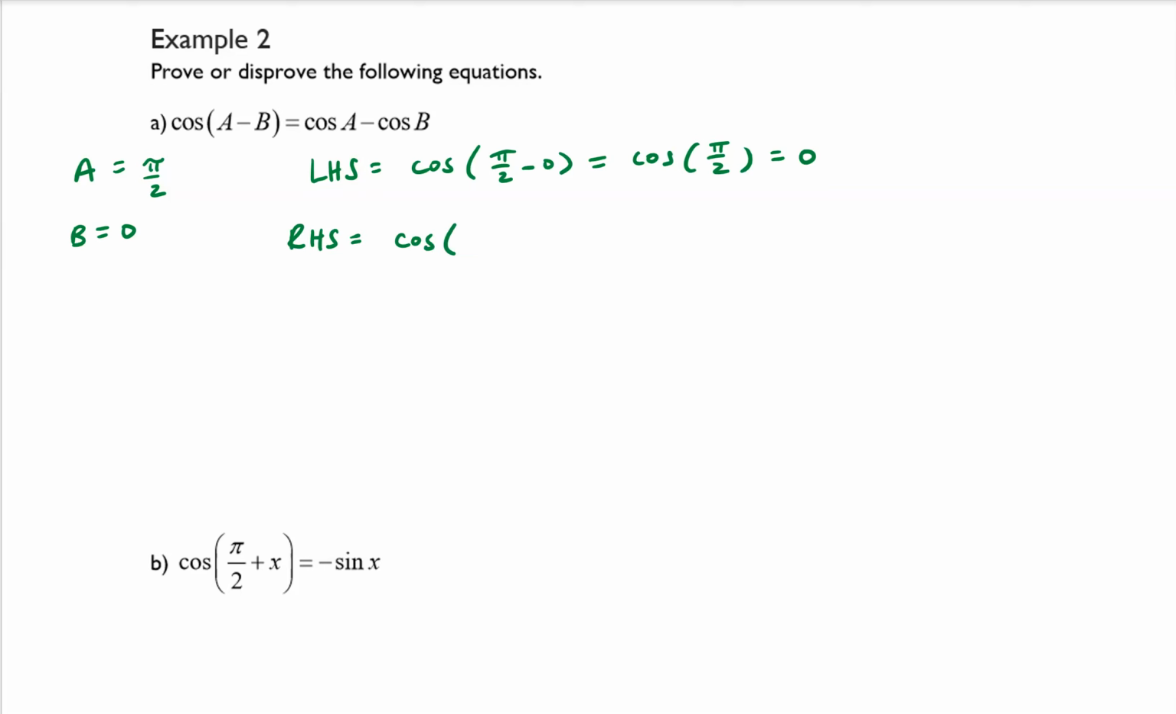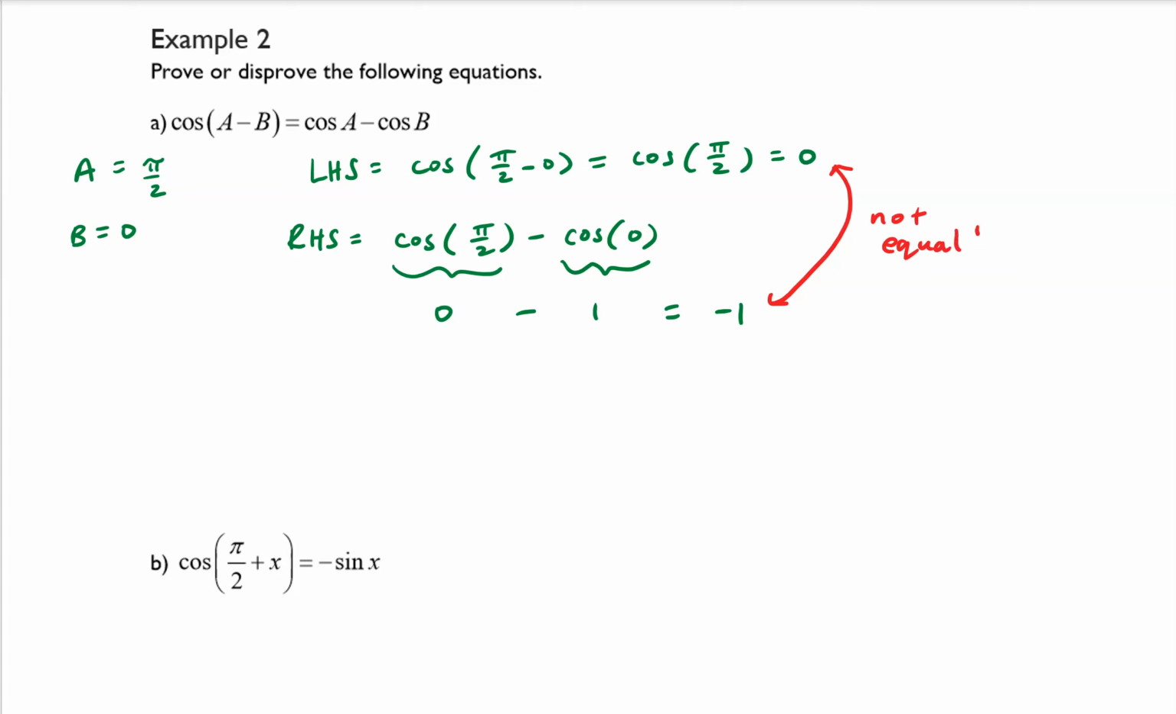And then let's move on over to the right-hand side of the equation. We have cosine of pi over 2 minus cosine of 0. And cosine of pi over 2 is equal to 0, and cosine of 0 is 1. So we have 0 minus 1, which is equal to negative 1. Now notice that these two things here are not equal. Therefore, this equation is not true.